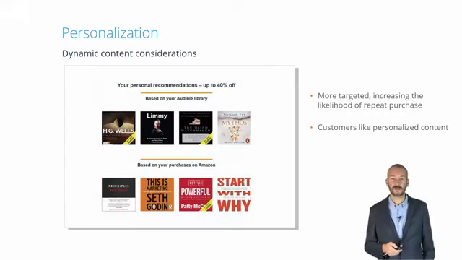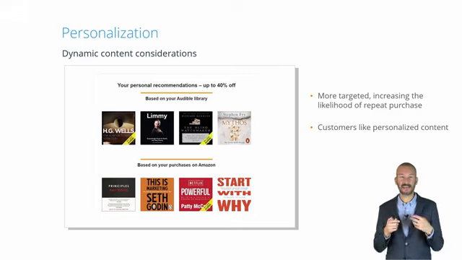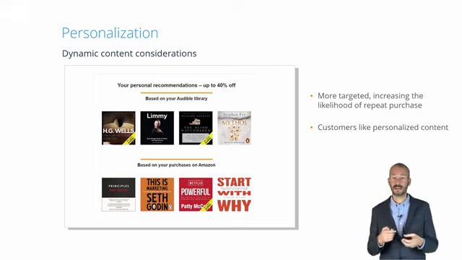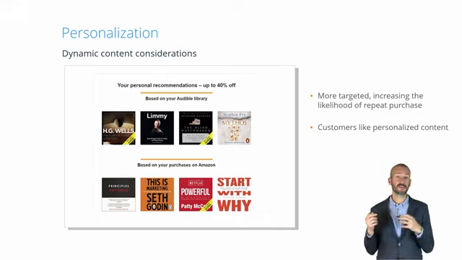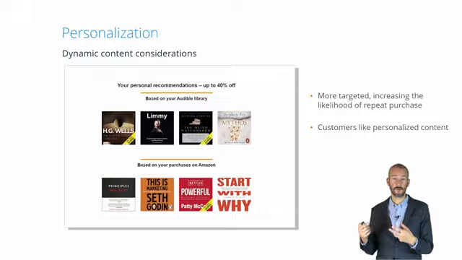So some considerations: more targeted, increasing the likelihood of repeat purchases, and customers like personalized content. Here's an example of Amazon. Amazon's probably one of the greatest examples of personalized email content on the web that I've ever seen. They do a great job with cart abandonment. They do a great job of sending you relevant emails based on your previous purchasing history and your behavior. And they're also very contextualized to your location and to where you are.